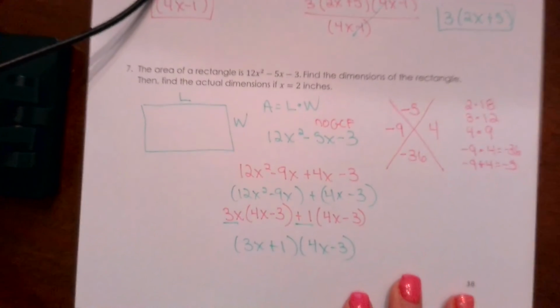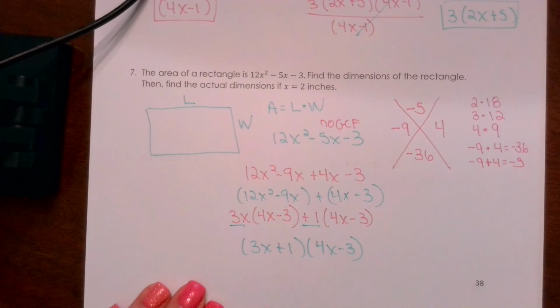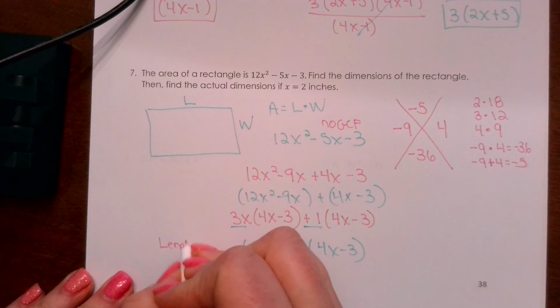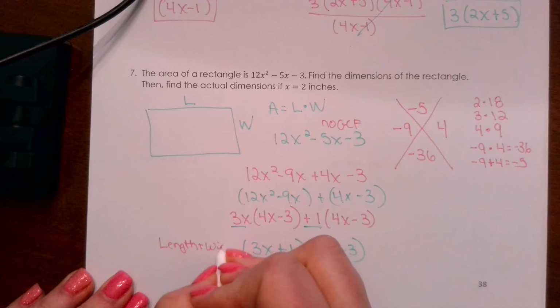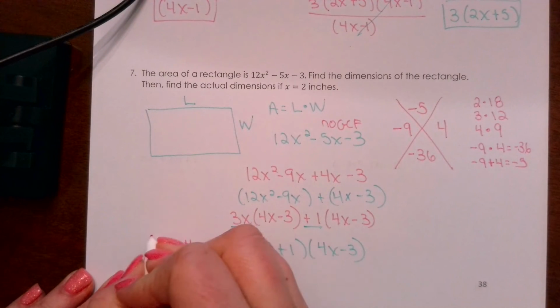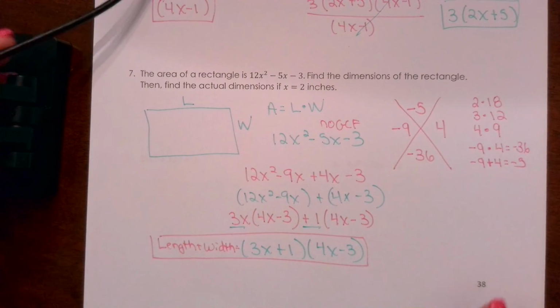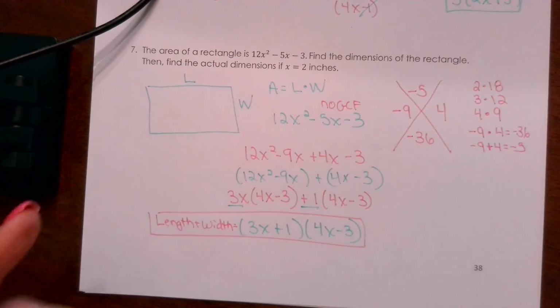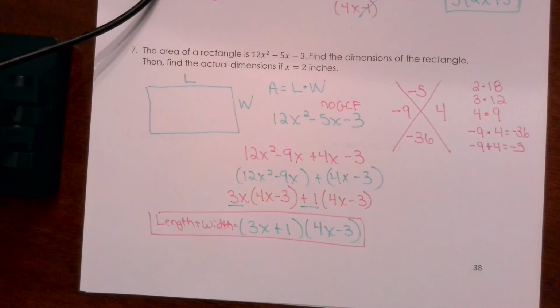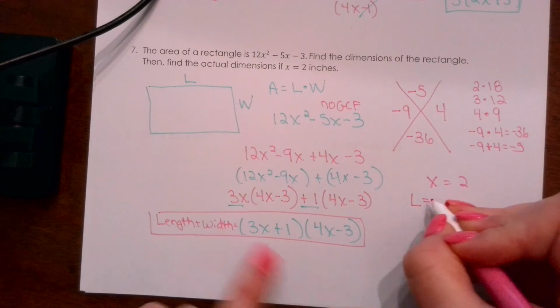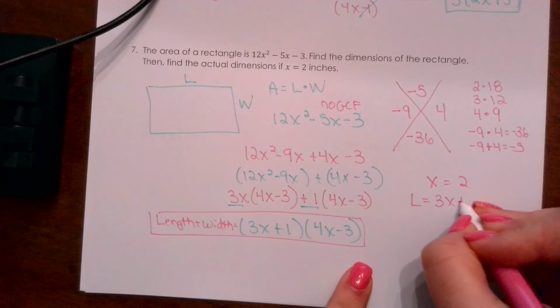And here's what I want you to know. It doesn't matter which is the length and which is the width. And with that, I'm going to say length and width. There we go. There's my answer. Now, I need to answer the second, find the actual dimensions if x equals 2. So if x equals 2, let's just say the length equals the first one, 3x plus 1.